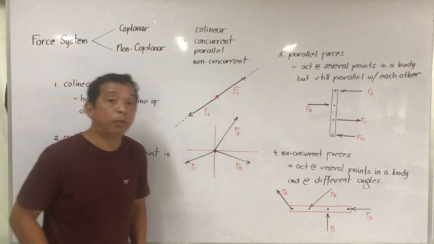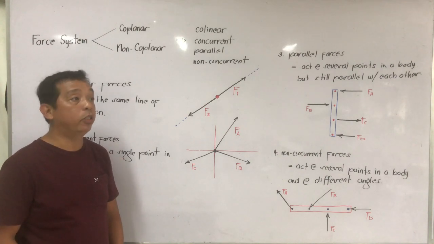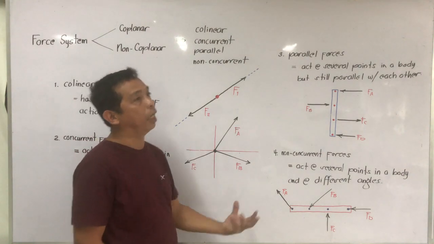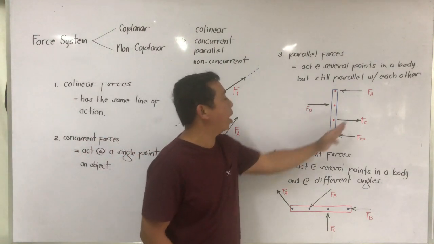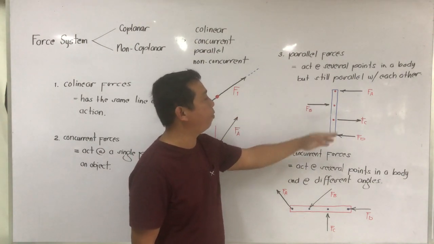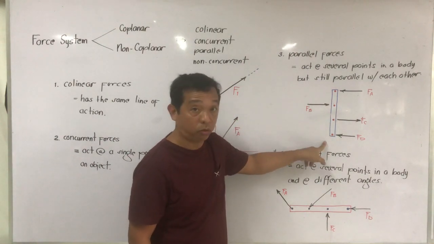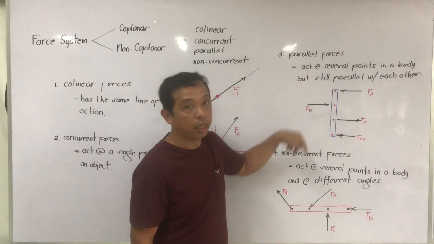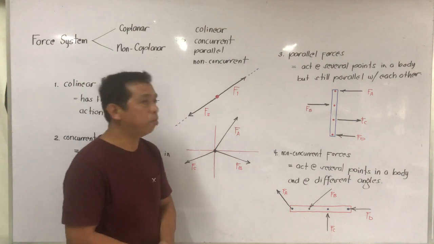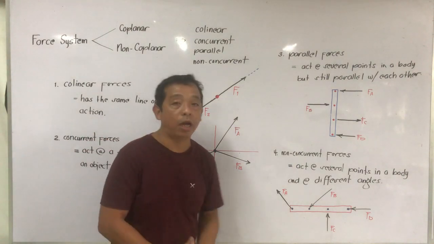Third is what we call as parallel forces. Parallel forces is a system of force that acts on several points in the body but are still parallel with each other. So, ito yung halimbawa. Meron tayong vertical object acted upon by 4 forces, FA, FB, FC, FD, on different points as shown, but still, they are parallel with each other. Yung parallel forces.